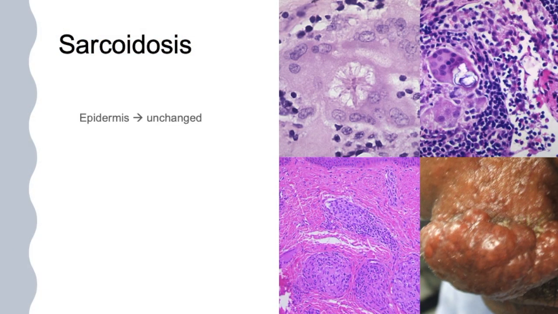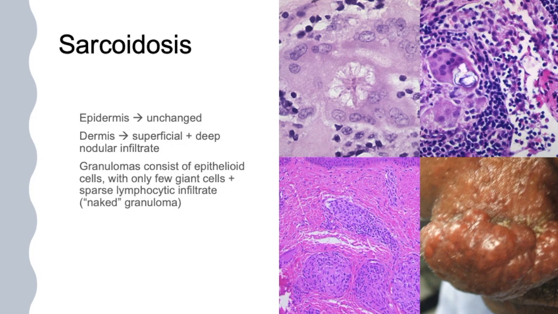Sarcoidosis, as we mentioned earlier, happens in the dermal area. The epidermis is unchanged, and those granulomas, as we said earlier, are naked granulomas. They are formed of histiocytes and not many lymphocytes around them. Sometimes we see asteroid bodies. Those are collagen degeneration. They look like star-like formations, or sometimes we see calcification inside the macrophages that are called Schaumann bodies.